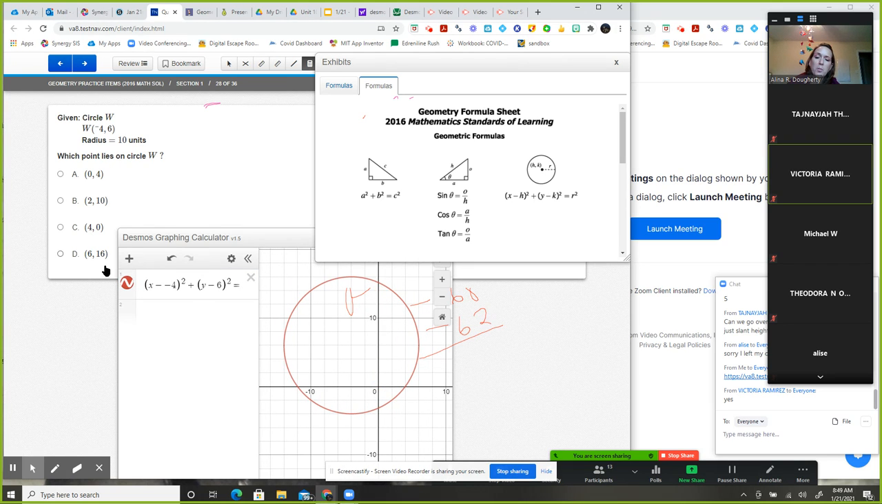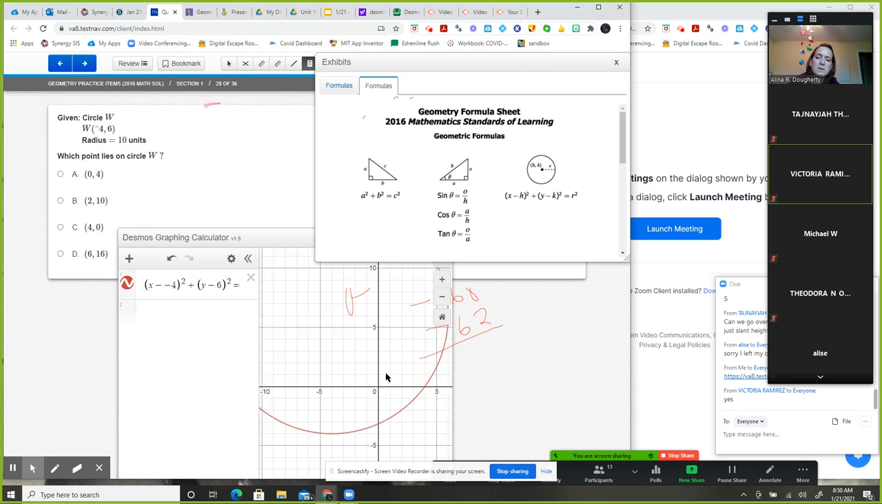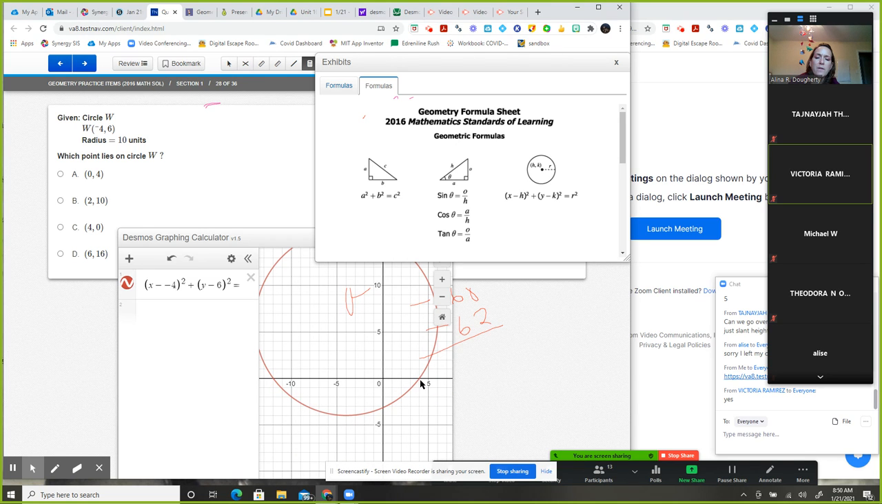Then you just plug in all your points and see which one works. 0, 4 looks like it works. 2, 10 definitely looks like it does not work. Oh wait, that's 4, 0, not 0, 4. 0, 4 does not work. 4, 0 works.